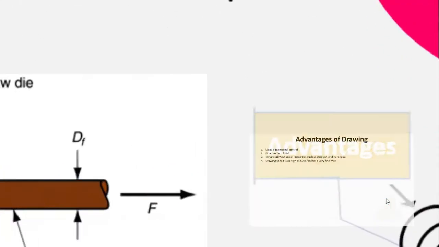Okay. So the advantage of drawing is that it has good dimensional control, like in the case of the extrusion process, because we have metallic dies, we are capable of producing close tolerance. Because of this good dimensional control, we have a good surface finish as well. There are enhanced mechanical properties such as strength and hardness, and why is that? Again, due to strain hardening.